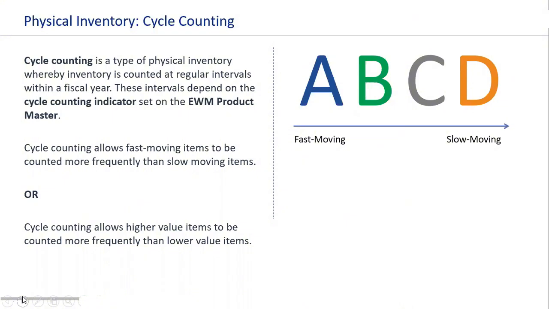The next is cycle counting. Cycle counting is a type of physical inventory whereby inventory is counted at regular intervals within a fiscal year. These intervals depend on the cycle counting indicator set on the EWM product master. Cycle counting allows fast-moving items to be counted more frequently than slow-moving items, or it allows higher value items to be counted more frequently than lower value items. So this will be set at a site level. So what Coupa does for one product can be completely different from what Sken does for another.